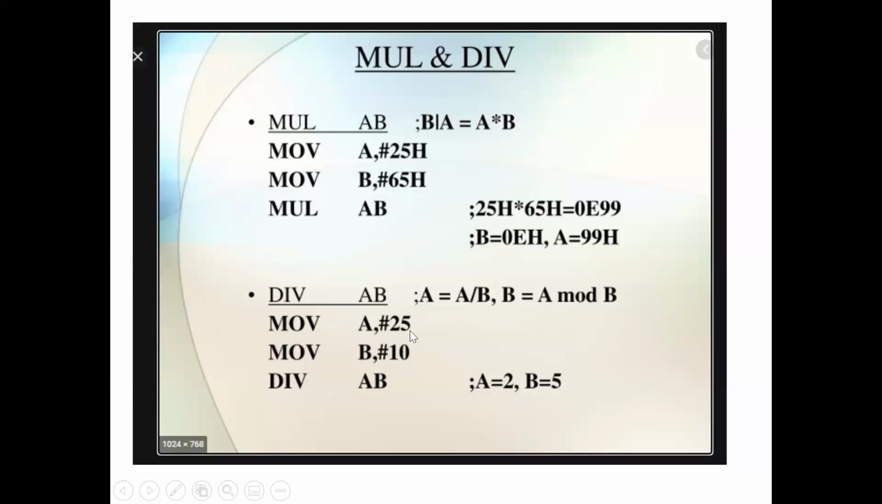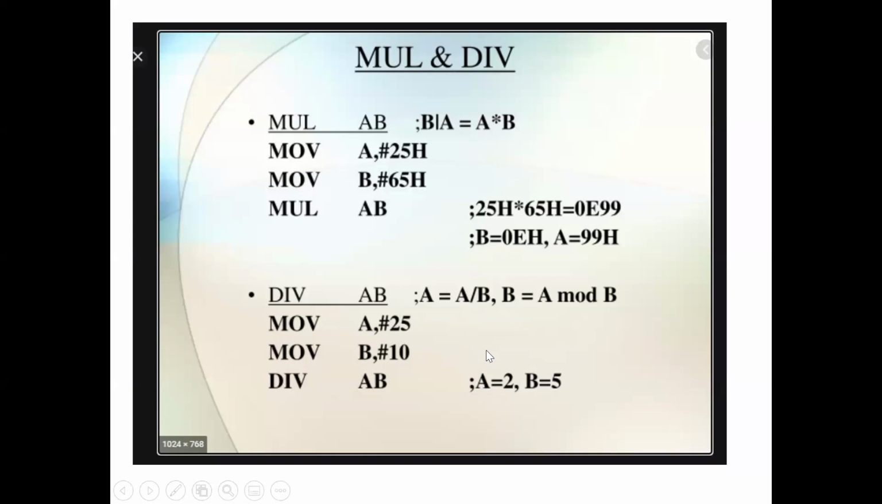So MOV A, #25. What is my accumulator value? 25. MOV B, #10. So what is the value of B? 10. So I am dividing 25 by 10, and I will get the quotient and remainder. My quotient is 2, my remainder is 5. So remember, my accumulator always holds the quotient value, and my B register always holds the remainder value.